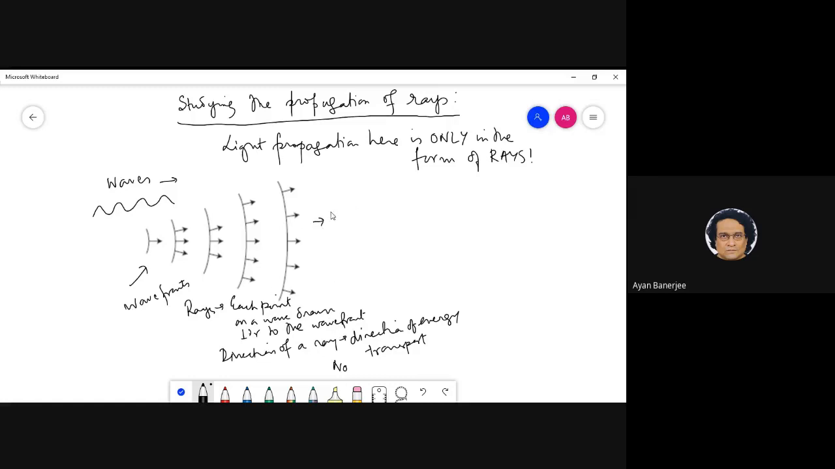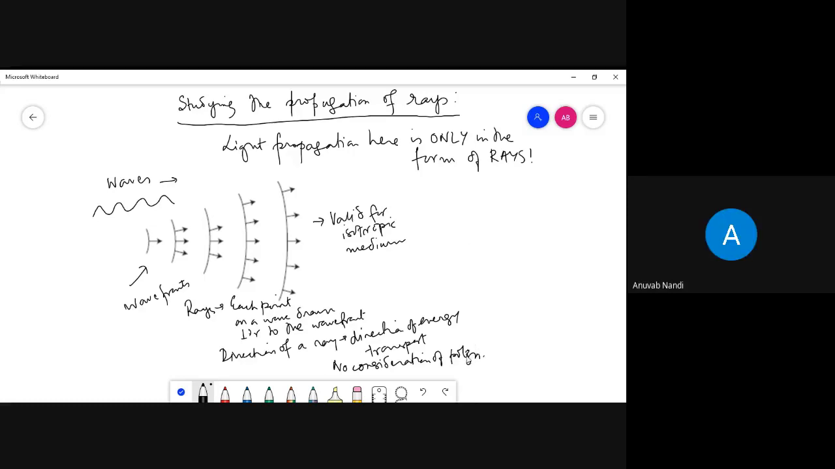Let me write this down. Valid for isotropic medium. However, the crucial thing that I'm going to write here is: no consideration of polarization. Very crucial.